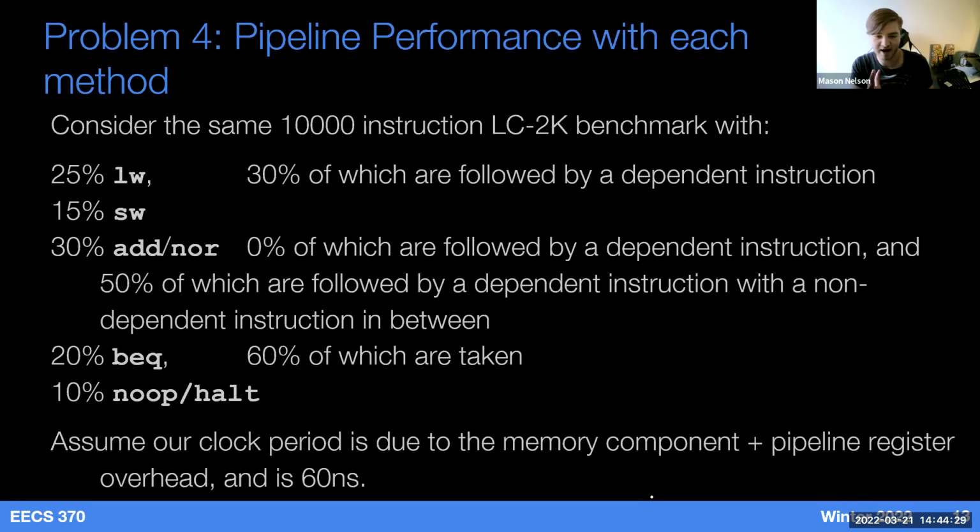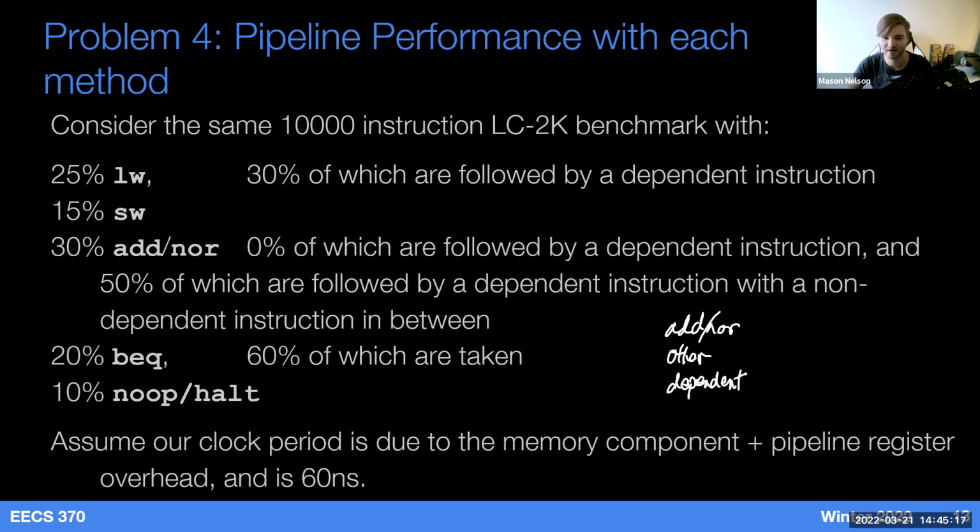So we have the same benchmark, but I am adding a couple qualifications so that we can add in some hazards for fun here. So the same percentages of instructions, this time we see that 30% of our LWs are immediately followed by a dependent instruction. So that's going to create a data hazard between an LW and the next instruction. We have our ADNORs, which don't have anything immediately following that's dependent on the result of the ADNOR, but we might have a little sandwich going on. So if we have an ADNOR, and then we have some other instruction, and then we have a dependent.